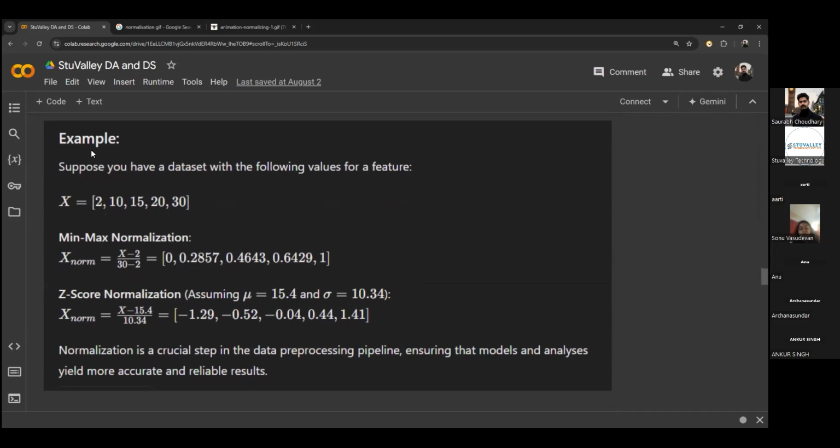Okay, so let's see an example first. Suppose you have a data set like 2, 10, 15, 20, like all this. How can we apply it here? You can take any of the values, x minus 2. 2 is the minimum, 30 is the maximum. So first of all, the x was 2 in the beginning, so that's why it is 0. You will see here. Next, x is our 10, so it will be 10 minus 2 upon 28. So you will get this.